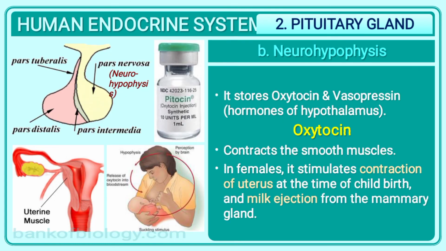If we talk about neurohypophysis, it stores oxytocin and vasopressin. These are the hormones released from the hypothalamus, part of the forebrain. Next is oxytocin. It contracts the smooth muscles, which are involuntary in action, like that of the uterus in females' reproductive cycle. In females, it stimulates contraction of uterus at the time of childbirth and milk ejection from the mammary gland after the delivery. After birth, it helps to stimulate milk ejection in the female as the baby cries for the food.